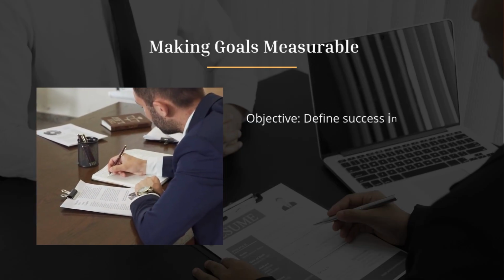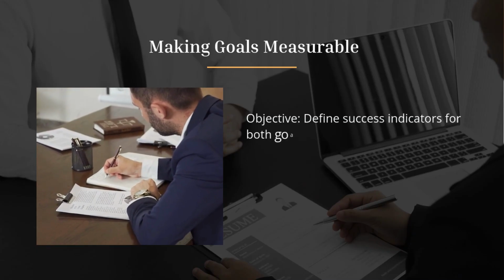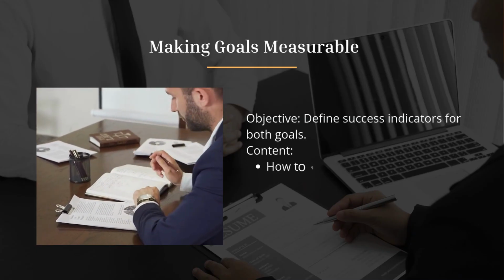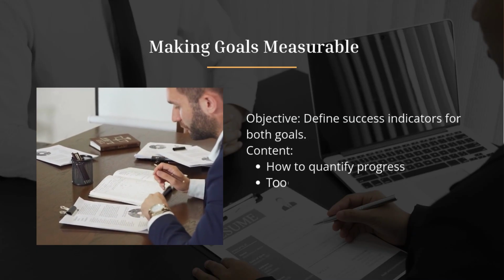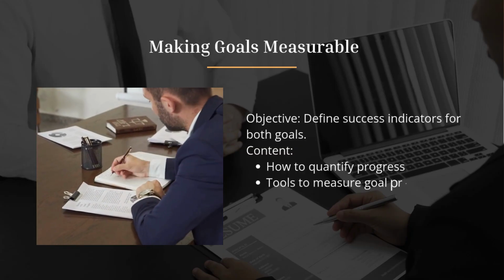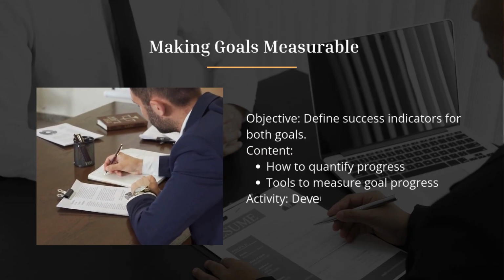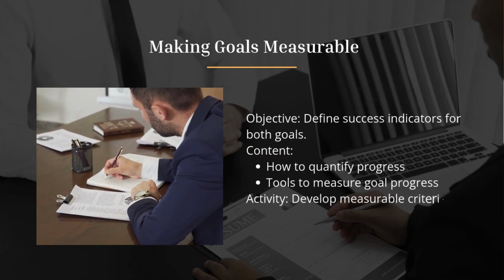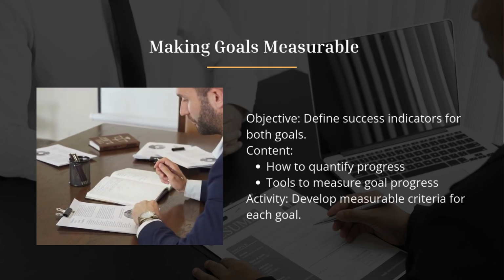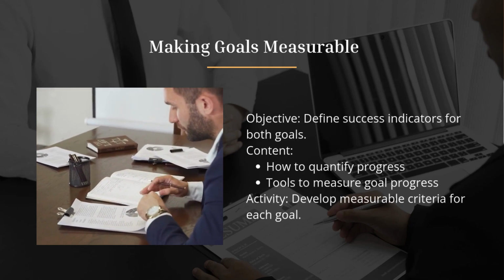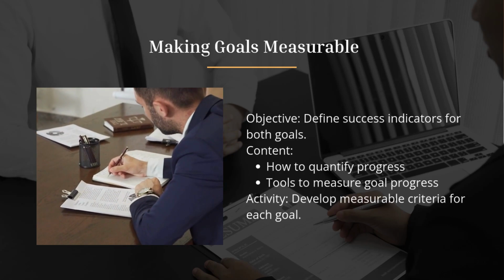Making goals measurable. Objective: define success indicators for both goals. Content: how to quantify progress, and tools to measure goal progress. Activity: develop measurable criteria for each goal.